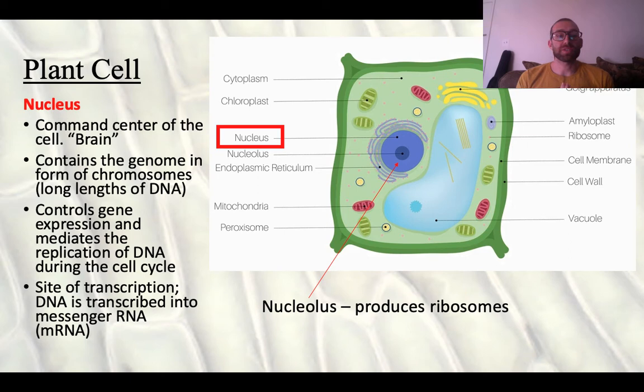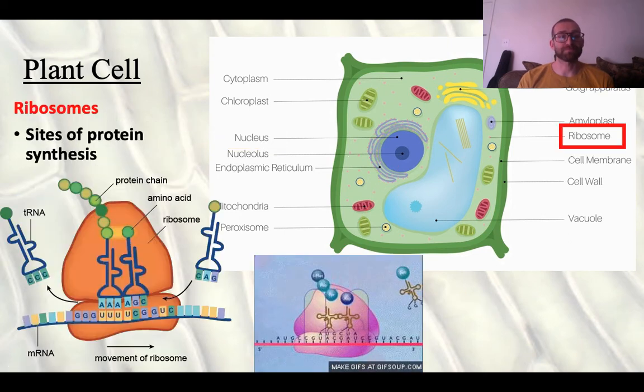It is also the site of transcription. That's the first process, where we're transcribing DNA into messenger RNA. That is all happening in the nucleus, which is why we refer to it as the command center. There is also a section of the nucleus we call the nucleolus, and that produces ribosomes. And we're going to look at ribosomes right now.